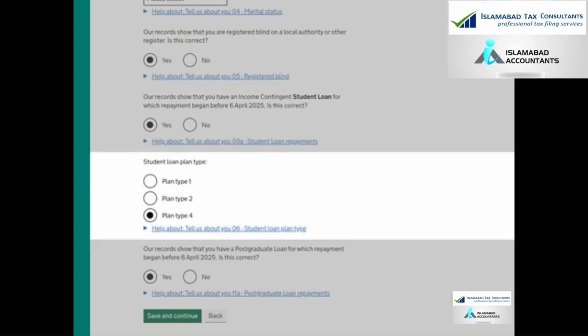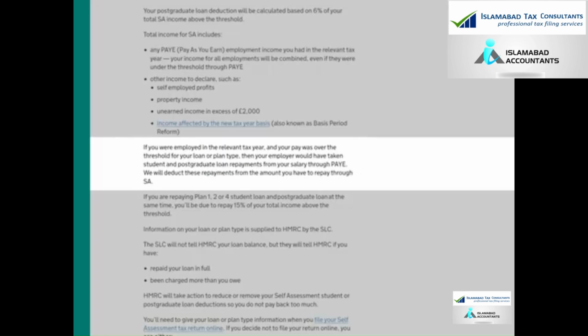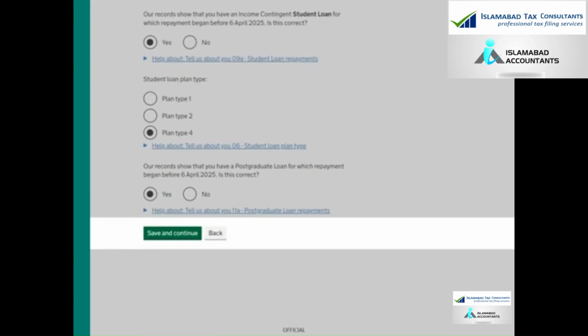If income contingent student loan repayments are due in the tax year, we'll also ask which plan type you're repaying. When the plan type isn't already showing, if you're not sure or you have more than one plan, sign into your student loan repayment account on gov.uk to find out which plan you're currently paying back. If you were employed during the year, you'll be able to tell us the amount your employer deducted for student loan or postgraduate loan repayments later in your tax return. Once all the details are correct on the Tell Us About You page, select Save and Continue.